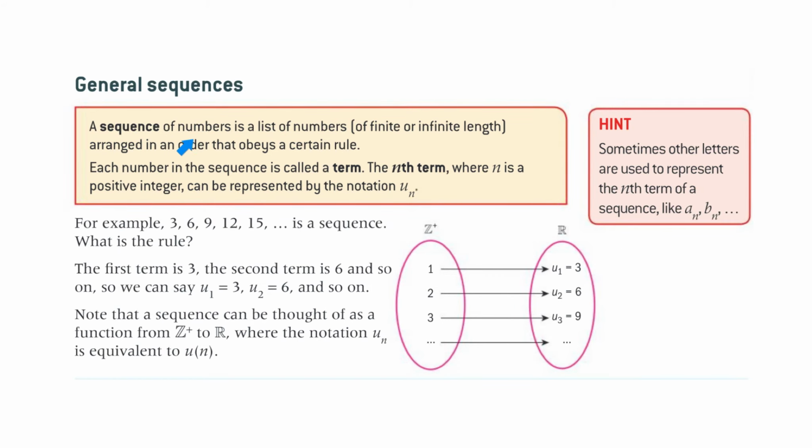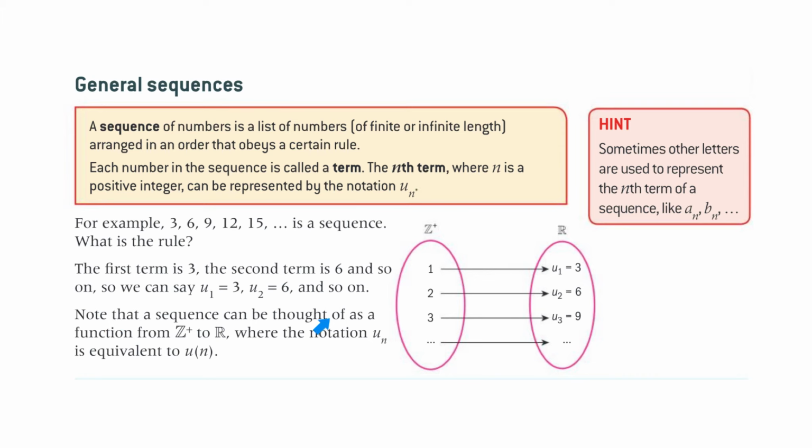General sequences. A sequence of numbers is a list of numbers of finite or infinite length arranged in an order that obeys a certain rule. Each number in the sequence is called a term. The nth term, where n is a positive integer, can be represented by the notation u sub n. Sometimes other letters are used to represent the nth term of a sequence, like, as we just saw, a sub n or b sub n. For example, 3, 6, 9, 12, 15 is a sequence. What is the rule? The first term is 3, the second term is 6, and so on. So we can say u1 is 3, u2 is 6, and so on.